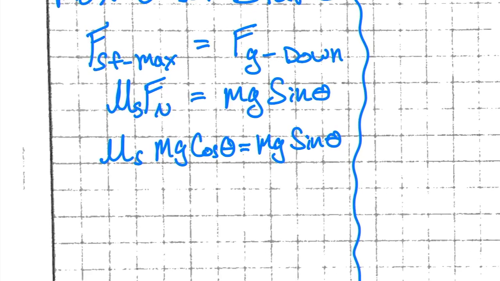Now, if I solve for mu, I get mu s is, actually I'm not going to solve for mu, I wanted to find the maximum angle of the ramp. So what I'm going to do is divide both sides by mg.